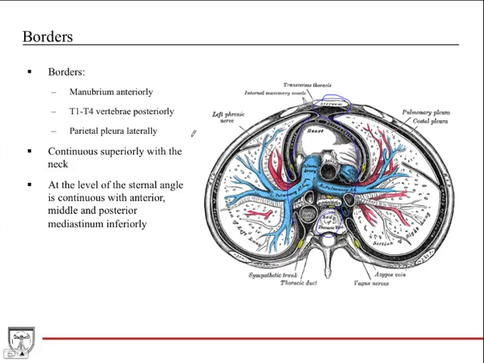And it's continuous superiorly with the neck. There's no major structure blocking it off. It's just continuous with the neck. And then at the level of the sternal angle, it's continuous with the anterior, middle, and posterior mediastinum inferiorly. So it's continuous with the inferior division and all these three subdivisions.